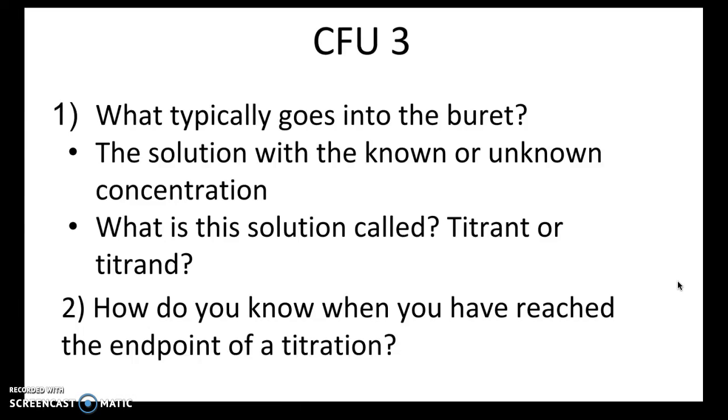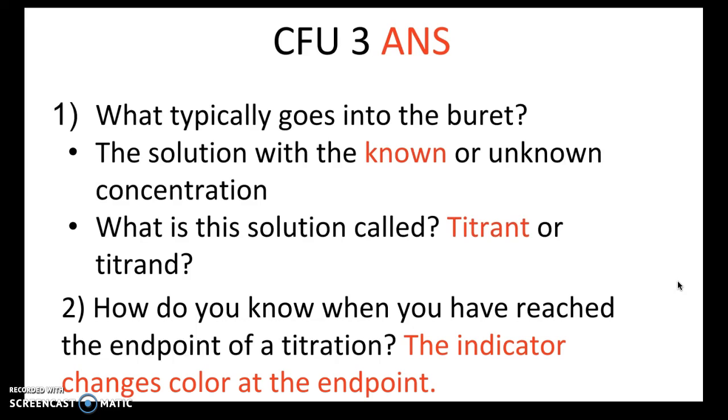All right, finally, we're going to try CFU 3. So here are some questions, basically testing your understanding of the setup in the titration reactions. You can pause the video now. When you press play again, the answer will be revealed. All right, so here are the answers. We typically put inside the burette the solution that has a known concentration, and that's called our titrant. We know that we've reached the endpoint when the indicator changes color, because the indicator changes color at the endpoint. And in the video that you saw, the indicator was phenolphthalein, which changes to pink at the neutral zone once you neutralize it.